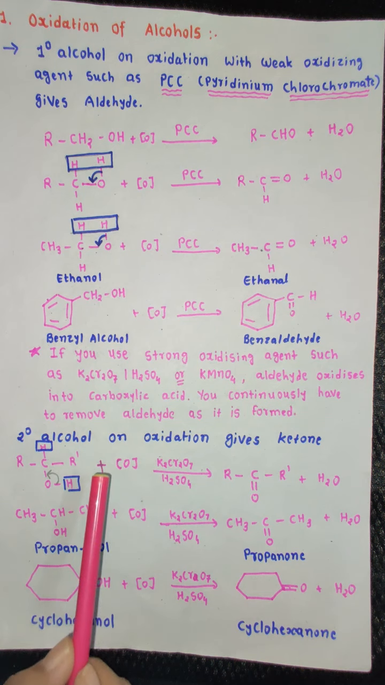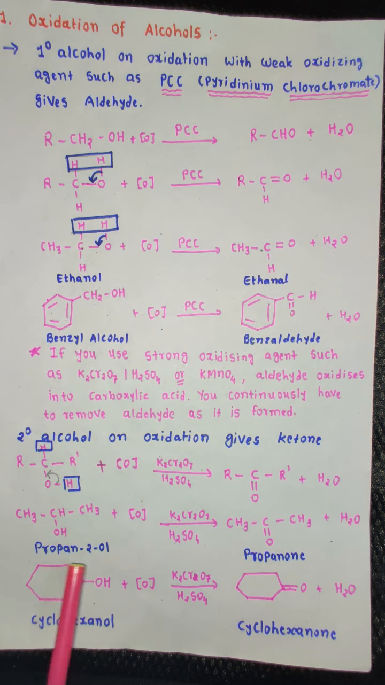ठीक है, अब देखिए एग्जाम्पल ले लेते हैं. प्रोपेन 2-ऑल. As you can see, propan-2-ol is a secondary alcohol. What happens on oxidation? Hydrogen from oxygen and hydrogen from carbon has been removed, and a double bond has to be placed between carbon and oxygen, and we get propanone. Okay, now let us take one more example.